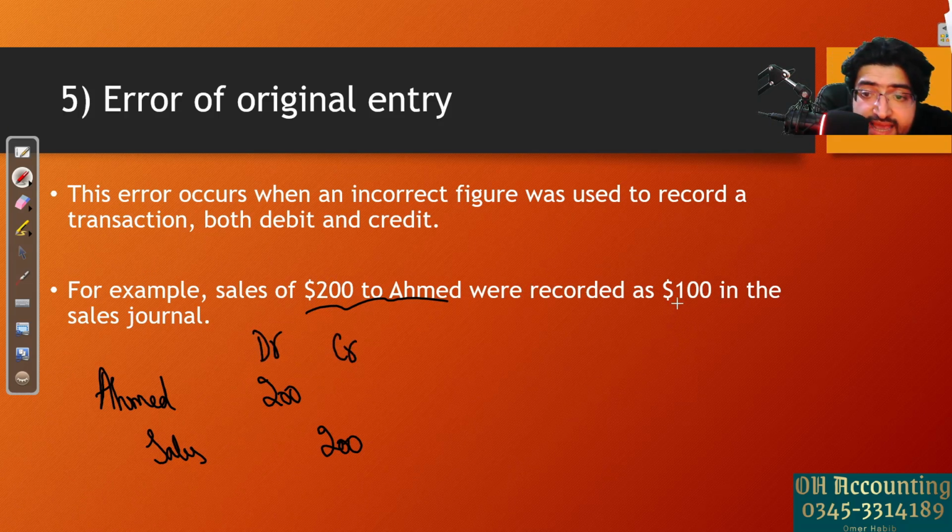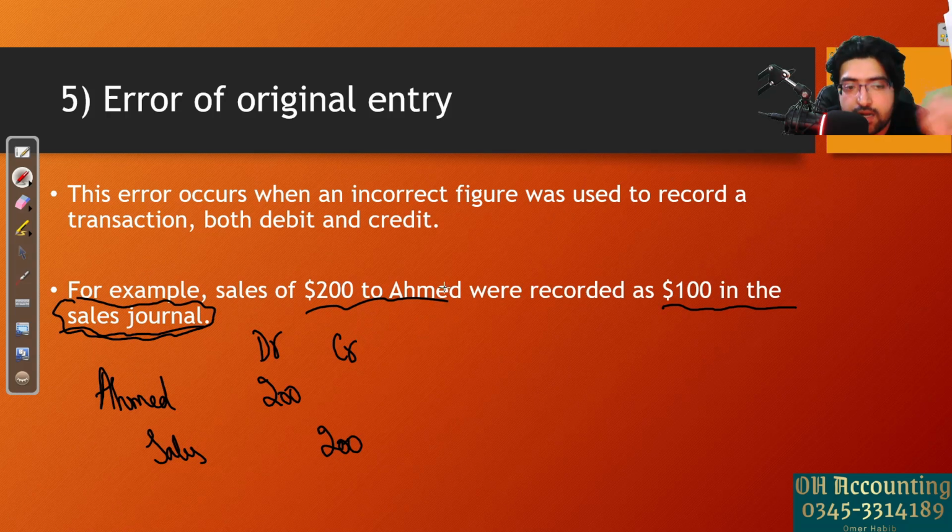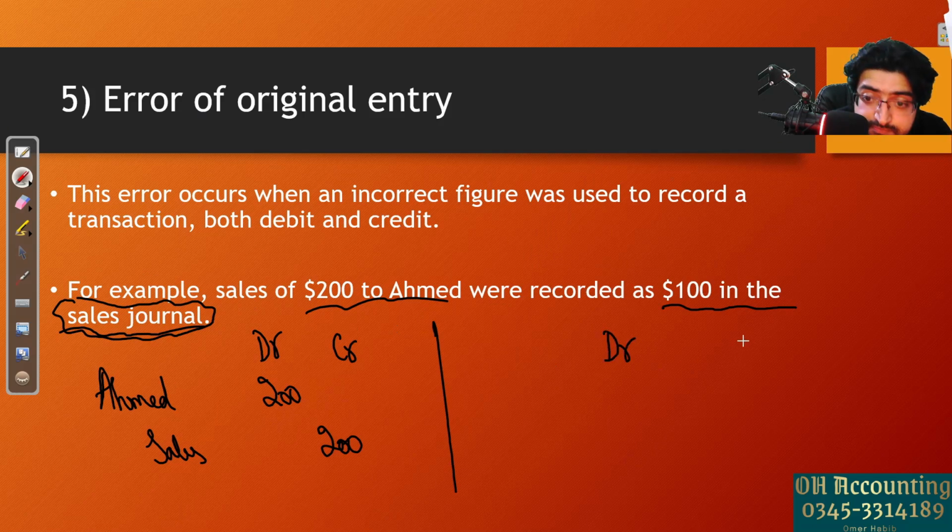Instead, it was recorded as $100 in the sales journal. What is sales journal? It's a book of prime entry, chapter number 5. Go through that if you don't know. So if you make a mistake in the sales journal, you will mess up both accounts of Ahmed as well as sales. Why? Because we make accounts from the sales journal. We just record things in the sales journal in the form of a list and then later make accounts. So when you mess up things in the sales journal, it means by mistake you've recorded this transaction like this: Ahmed debit by 100 and sales credit by 100.